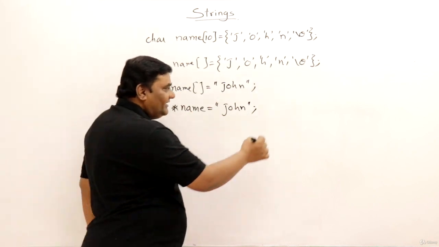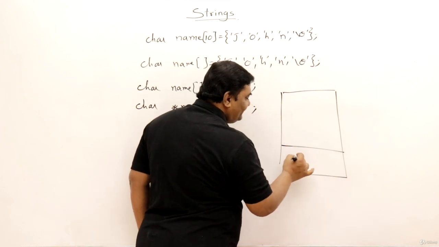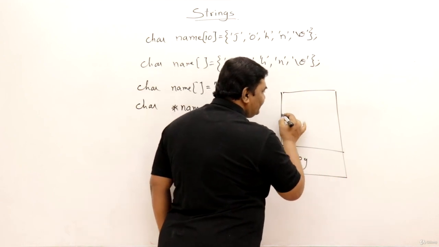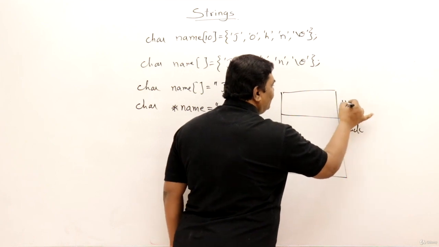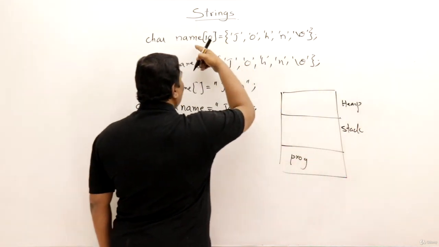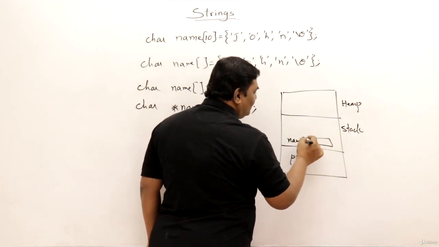So what does it mean? We have already seen this memory structure, right? So here the program, the code will be there, and this is the stack and this is the heap, right? So this is stack and heap. Now if I take all these arrays, all those arrays are created here.